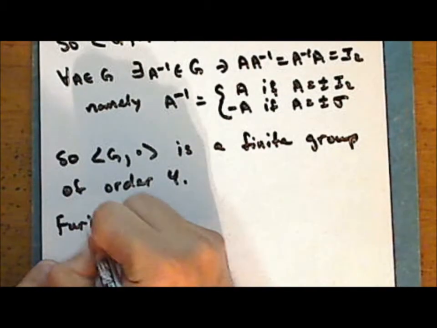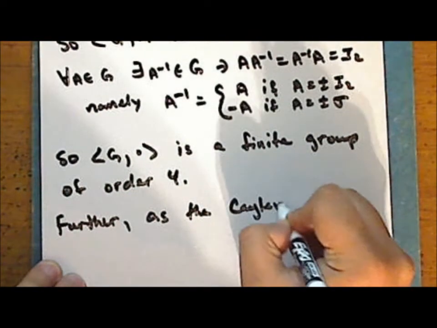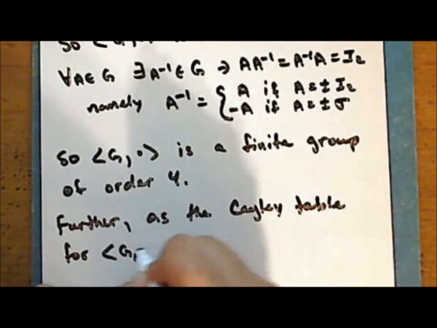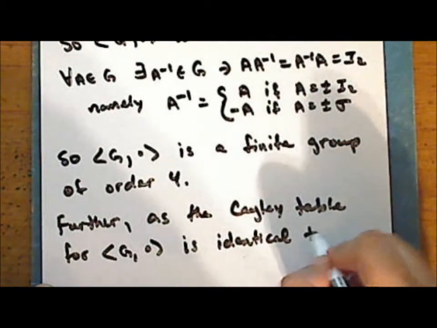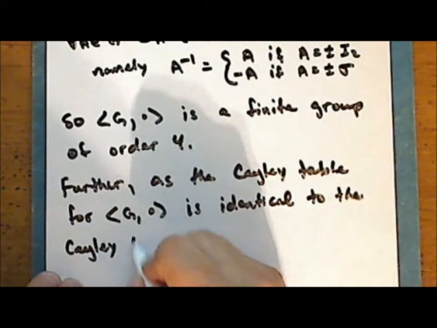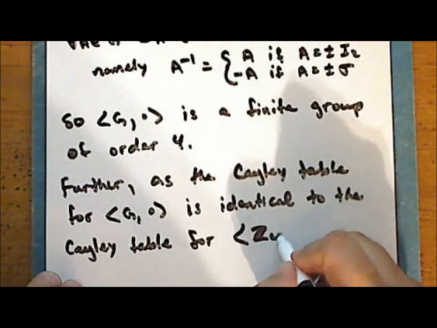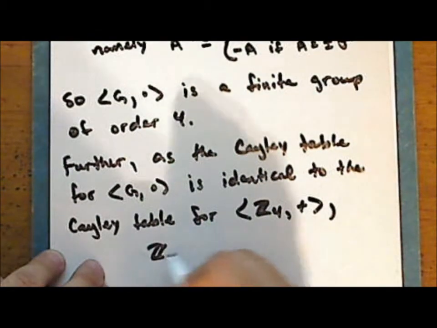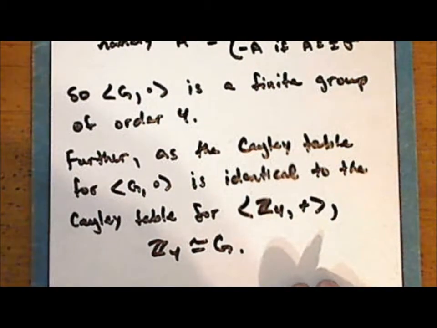Further, as the Cayley table for this group is identical to the Cayley table for the group consisting of the integers modulo 4 under addition, we have that the integers modulo 4 is isomorphic to the group G under multiplication.